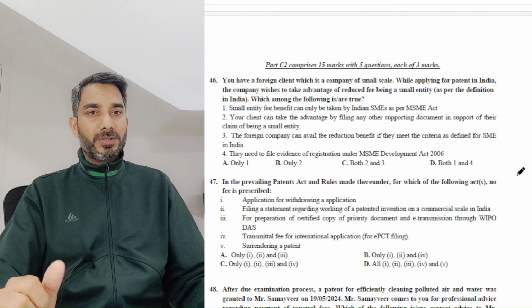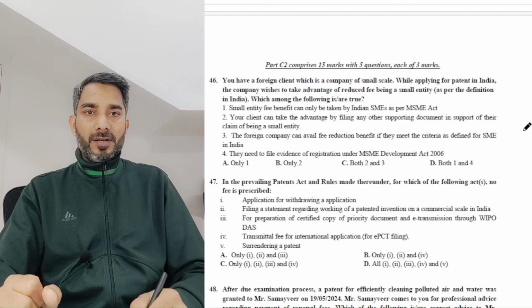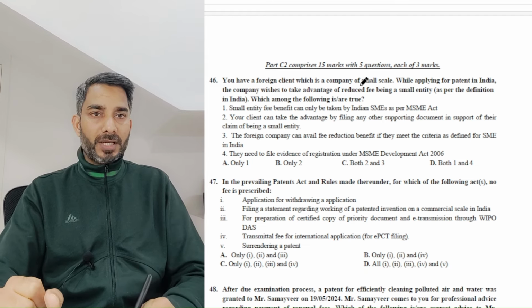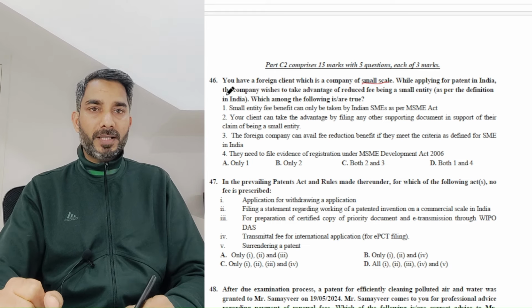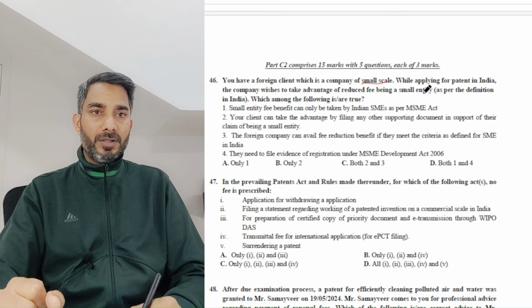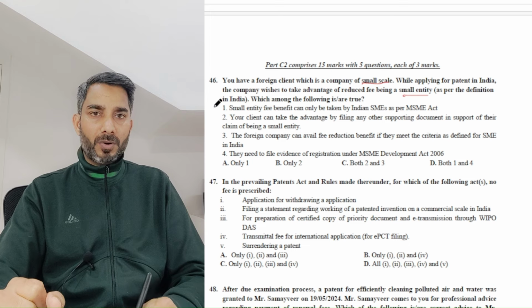Question 46. Oh, this is a different section. You have a foreign client, which is a company of small scale. So you can also have benefits. While applying for a patent in India, the company wishes to take advantage of the reduced fee being a small entity. Of course, you can do it as per the definition. Small entity fee benefits can only be taken by Indian SMEs. Wrong. Your client can take the advantage by filing any other supporting document in support of their claim of being small. Yes, this is what we do.